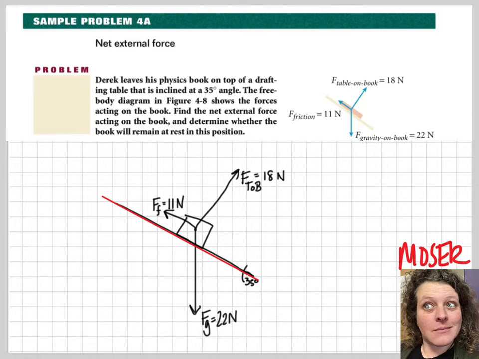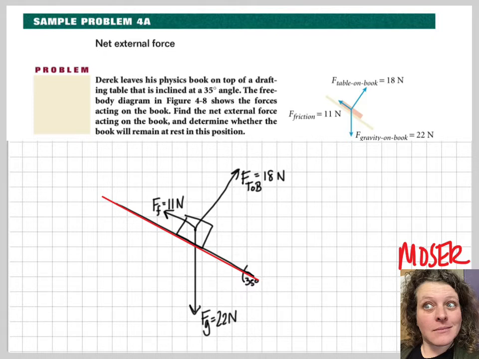Derek leaves his physics book on the top of a drafting table, which is inclined at a 35-degree angle. The free body diagram that's given shows the forces acting on the book. Find the net external force acting on it, and determine whether or not the book will remain at rest. In other words, is the net external force equal to 0 or not?